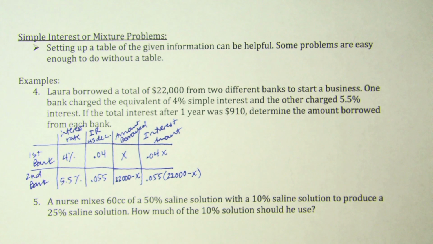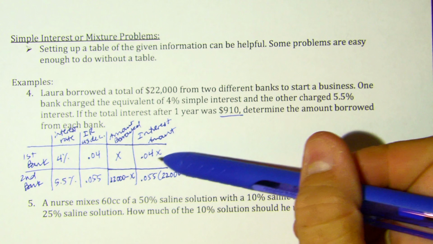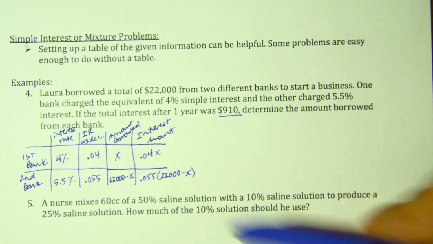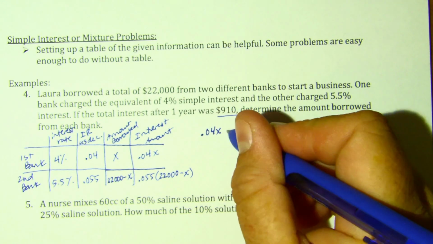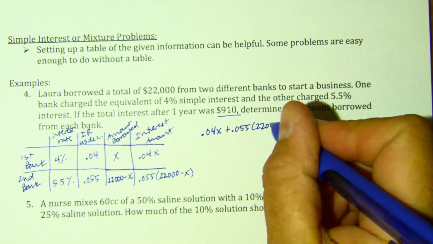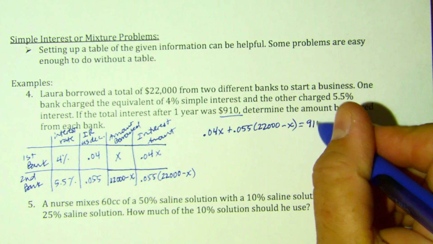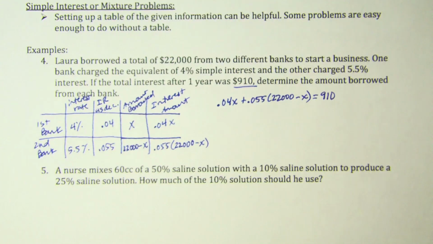And we know that the total amount of interest after 1 year was $910. So the amount of interest from this bank plus the amount of interest from this bank is going to equal $910. So we can write an equation for that. 0.04x plus 0.055 times 22,000 minus x is going to equal 910. And now we have an equation with just x's that we can go ahead and solve.